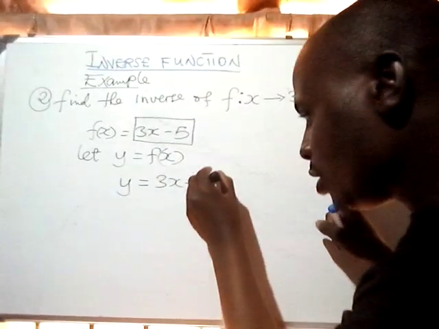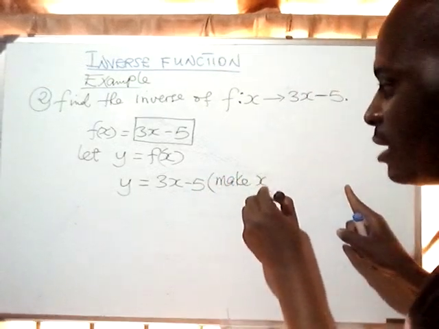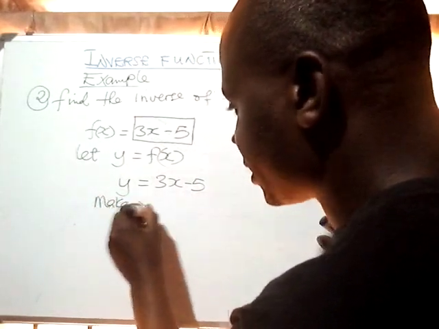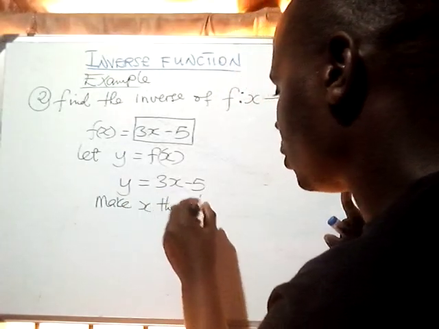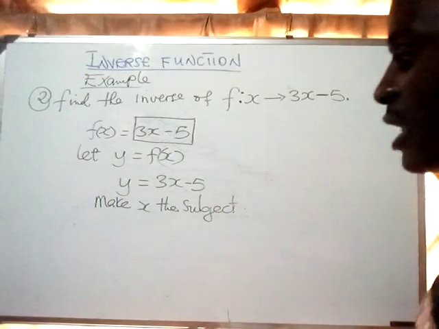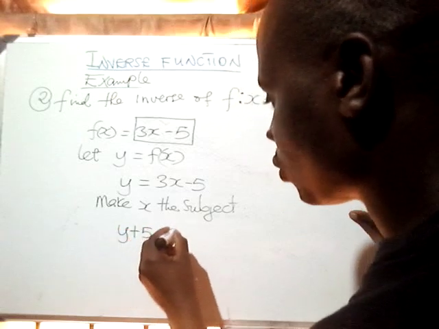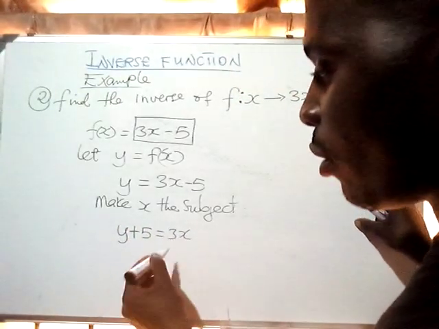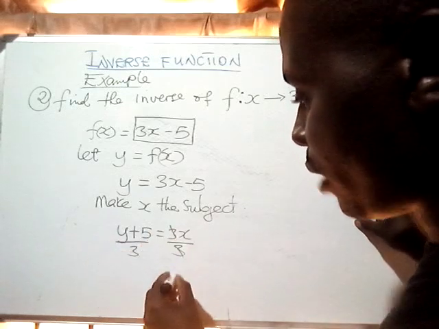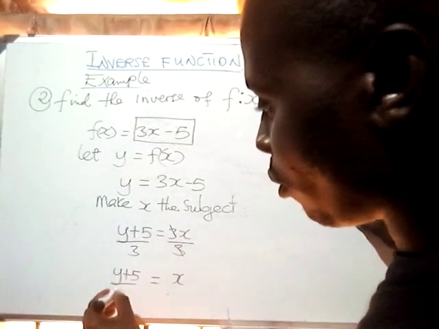Now, we need to make x the subject, because the subject here is y. So it will be y plus 5 is equal to 3x. Then later on we divide by 3, both sides by 3. So we are going to have x is equal to y plus 5 over 3.